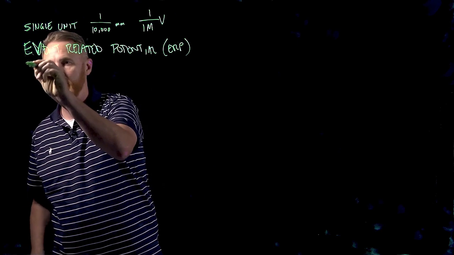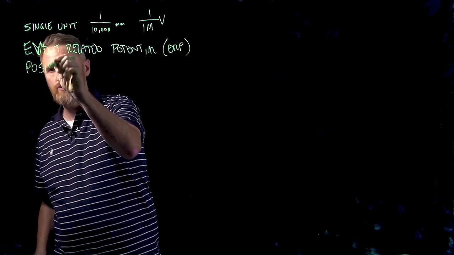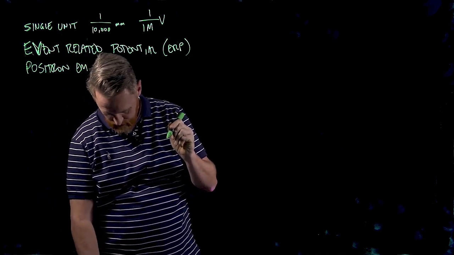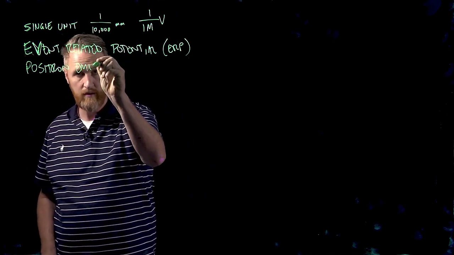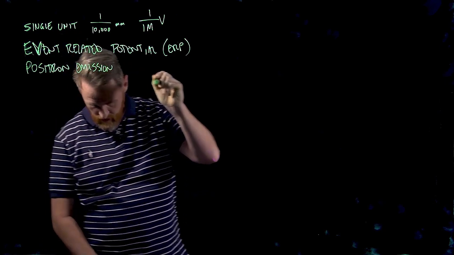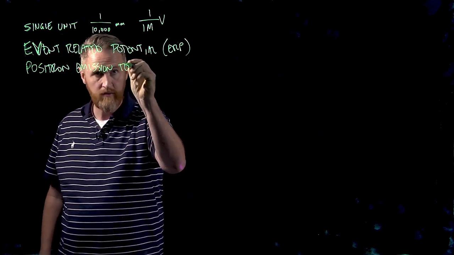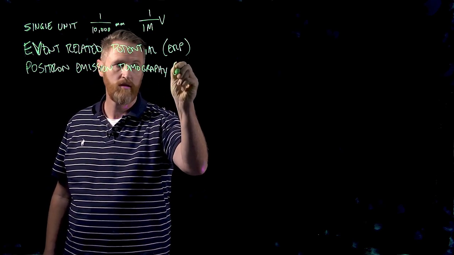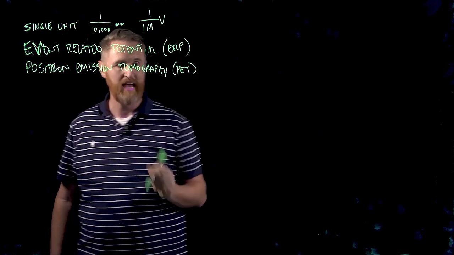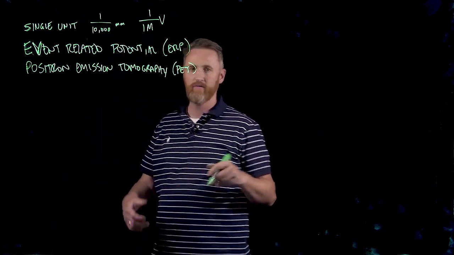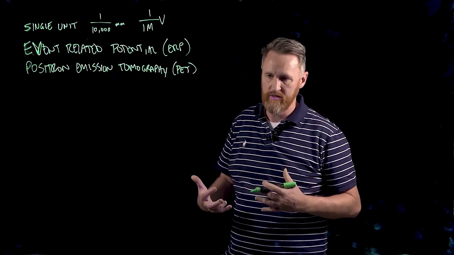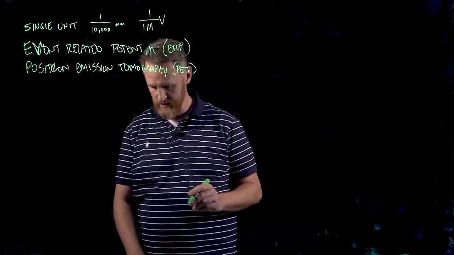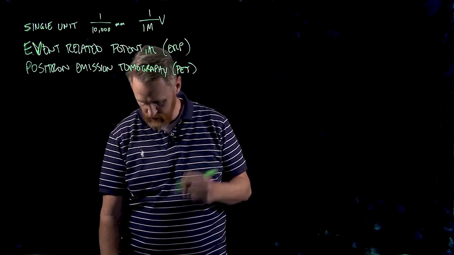There is positron emission tomography, or a PET scan. Now, positron emission tomography basically has some sort of radioactive substance, and then it's measuring the release of positrons from the radioactive substance that's in your brain. So that would be another method.